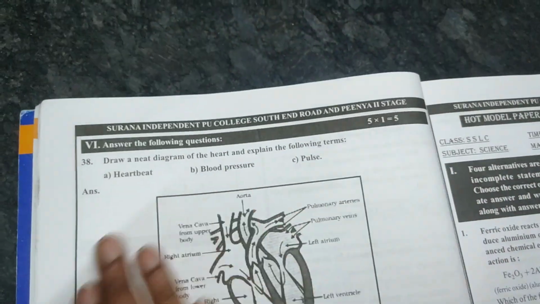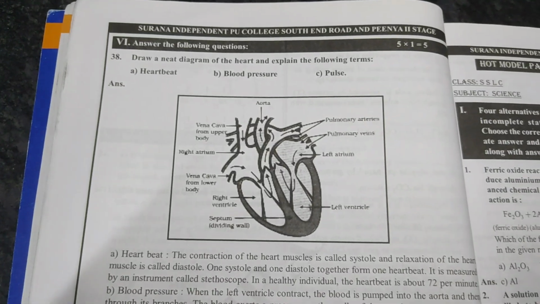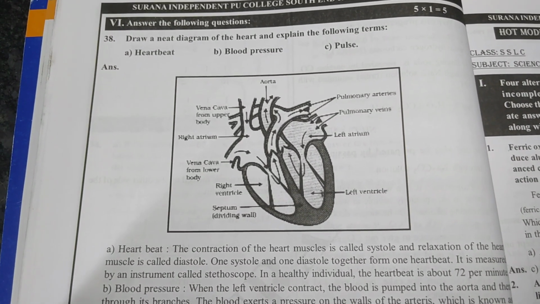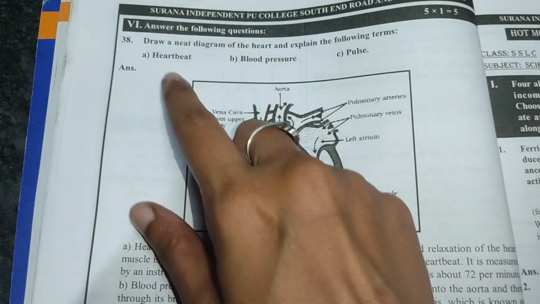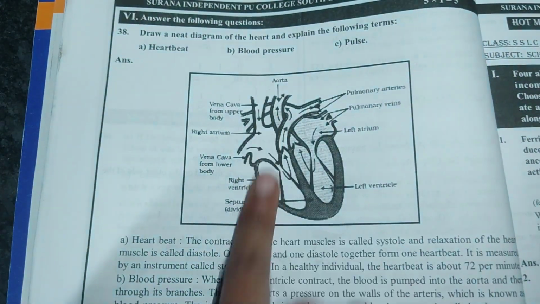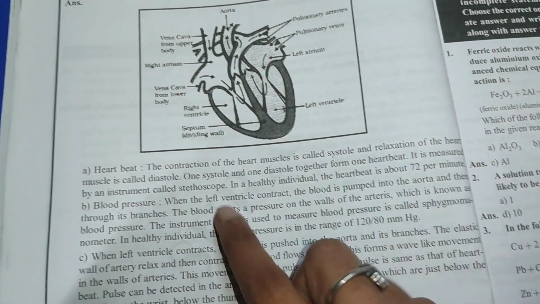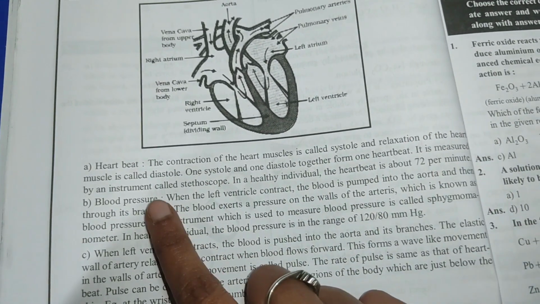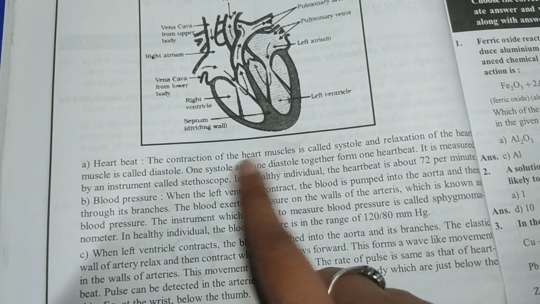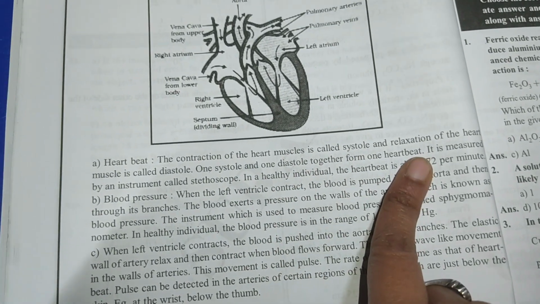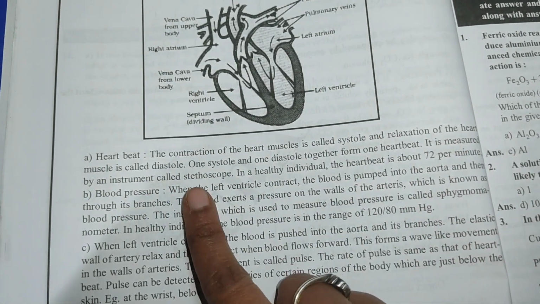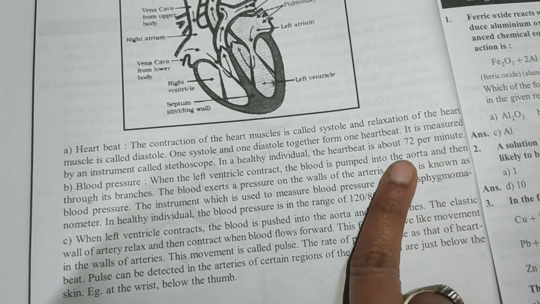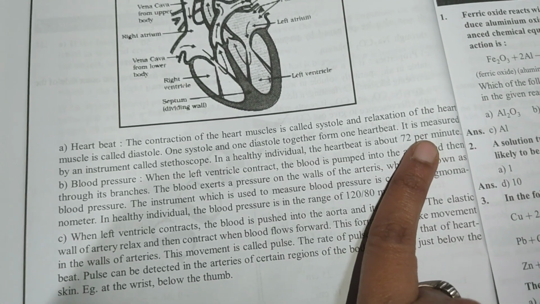Then the last main question, this is a 5 marks question. They gave a heart diagram. Draw a neat diagram of a heart and explain the following terms: heartbeat, blood pressure and pulse. So what is heartbeat? We know that the contraction of heart muscles is called systole and relaxation of muscle is called diastole. One systole and one diastole together form a heartbeat. It is measured by an instrument called stethoscope. In a healthy individual, the heartbeat is about 72 per minute.